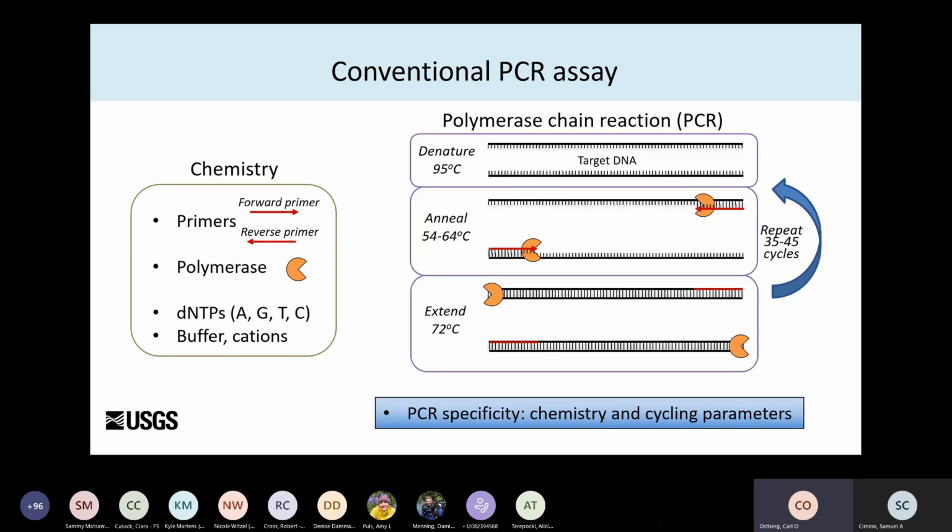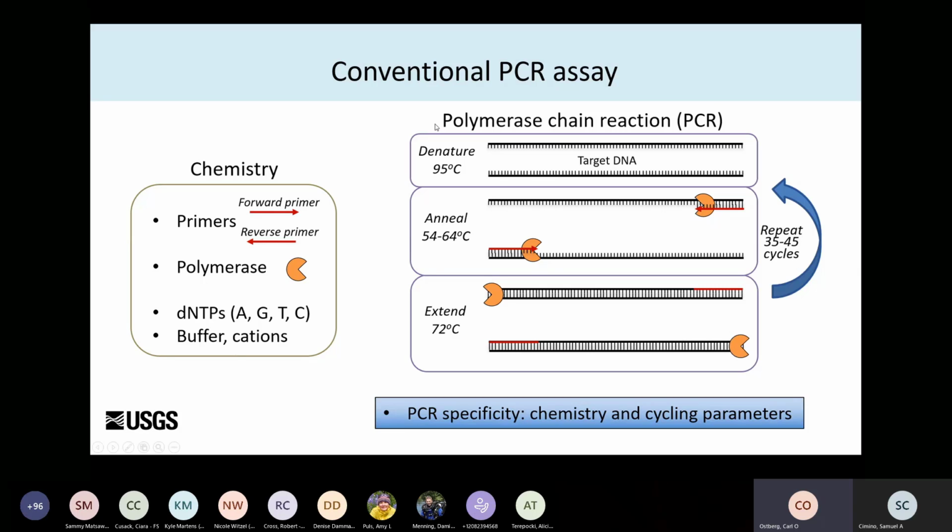And these primers are a string of nucleotides, typically 20 to 30 bases in length. Each primer is going to be complementary to a specific DNA sequence, so each primer sits down in a specific location, providing specificity to the assay. The chemistry also consists of DNA polymerase, which is an enzyme that synthesizes DNA strands complementary to the DNA template strand. And then there's free dNTPs, and there's buffers, and then there's cations also.